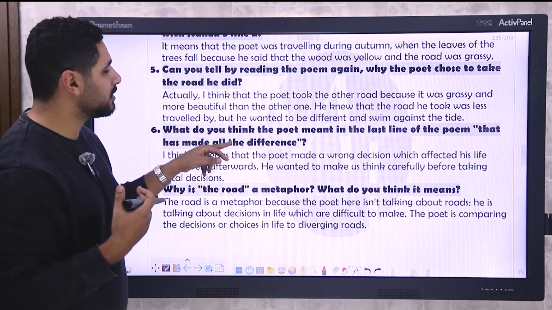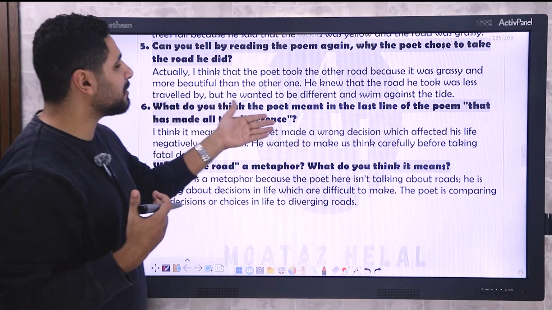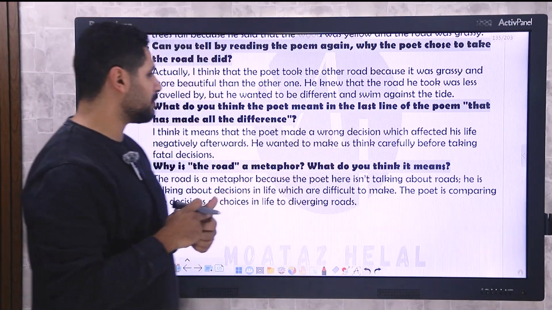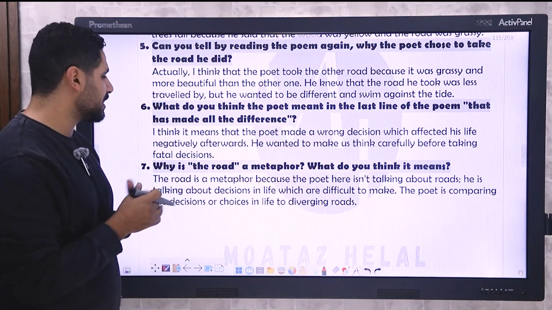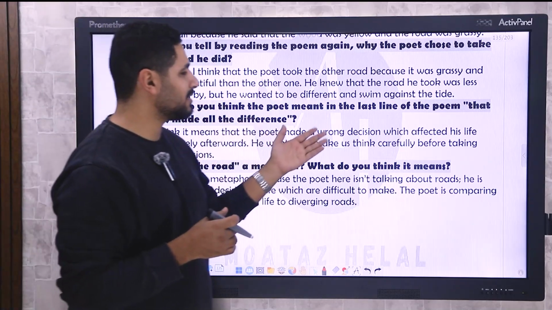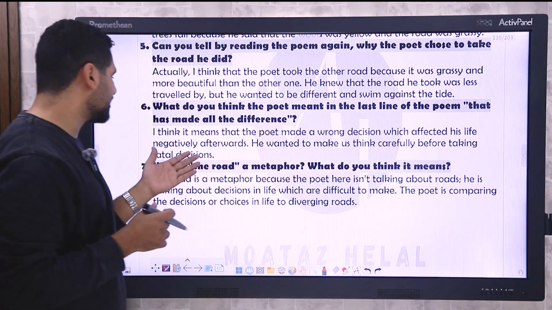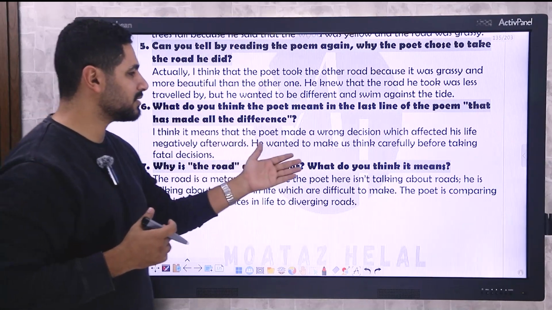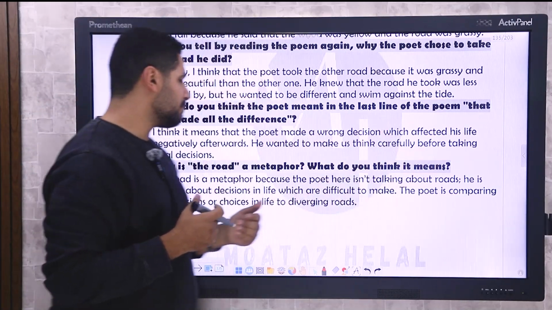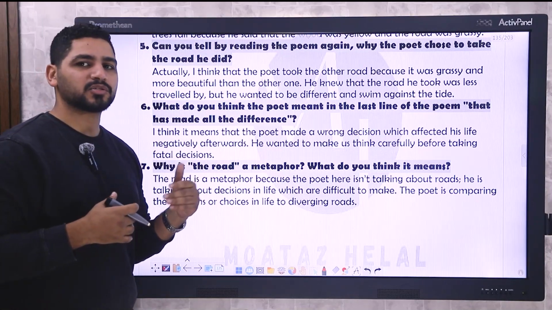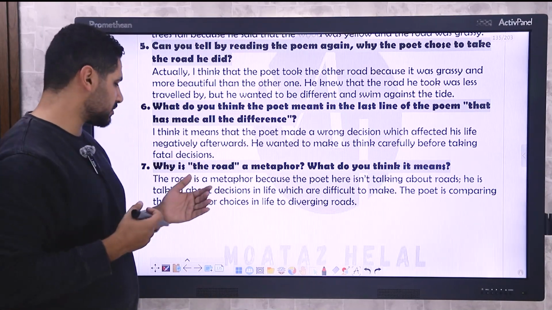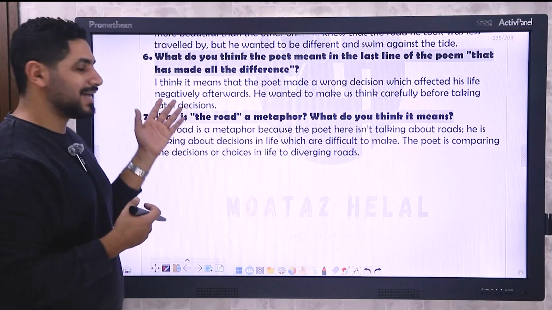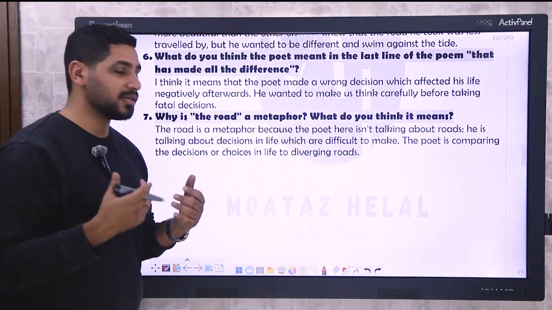What do you think the poet meant in the last line of the poem, and that has made all the difference? I think it means that the poet made a wrong decision which affected his life negatively afterwards. His life was affected by this decision. He wanted us to think carefully before taking fatal decisions or life-changing decisions. And fatal means fateful decisions.